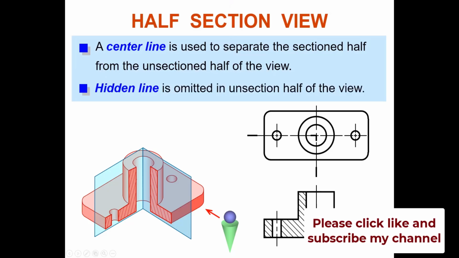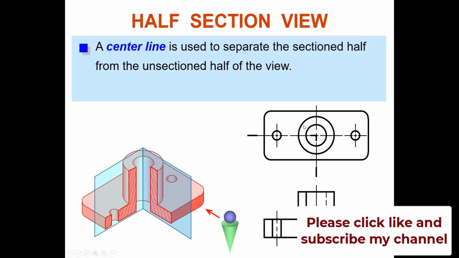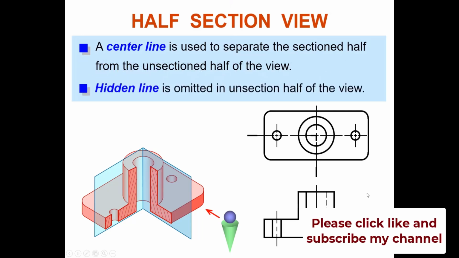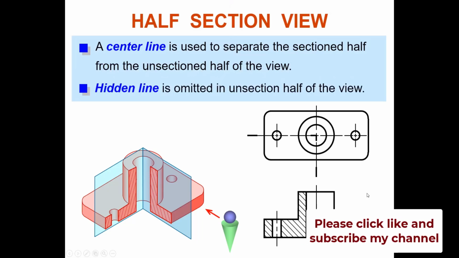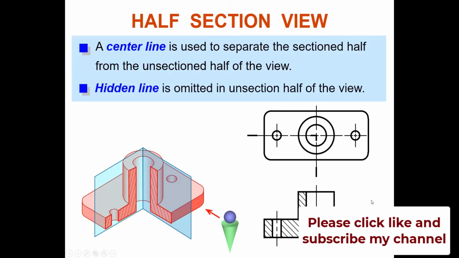Clear? Supposed to be like this, there is a hidden line on your right, because of this drilled through hole. But when you do half section, the left side has section line, and the right side is only visible line. Supposed to be we have hidden line here, right? No. Take note of this.